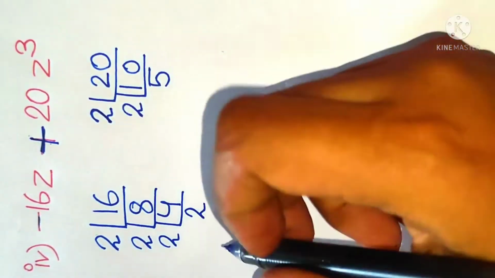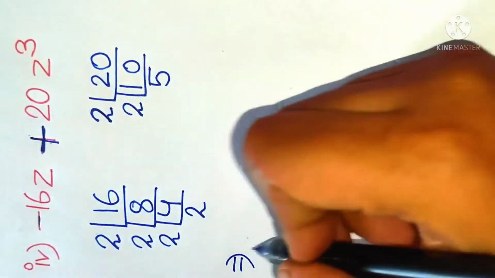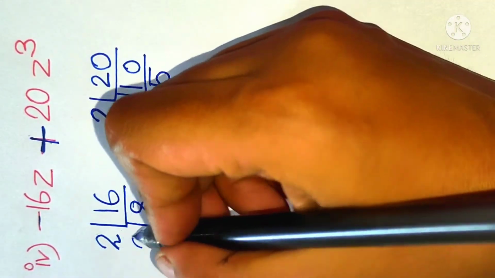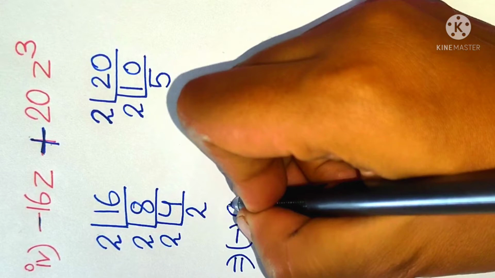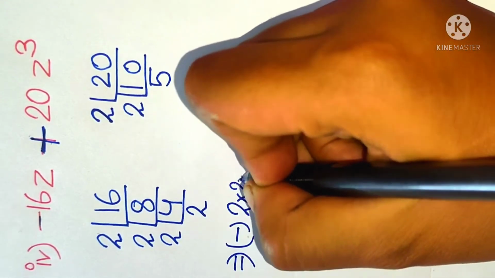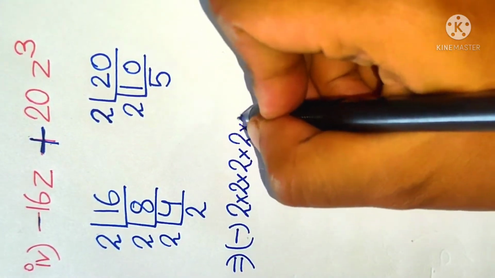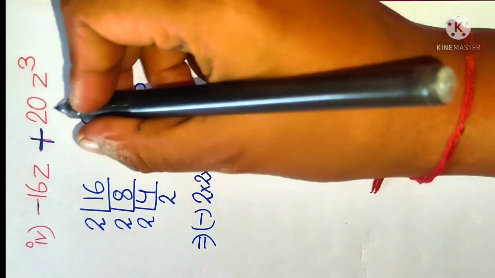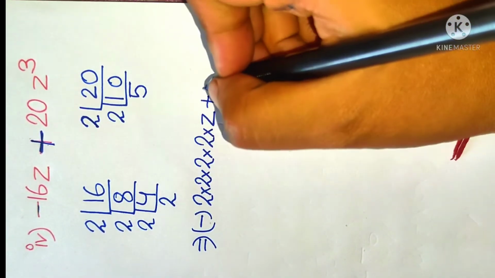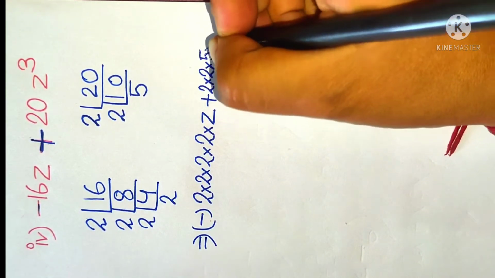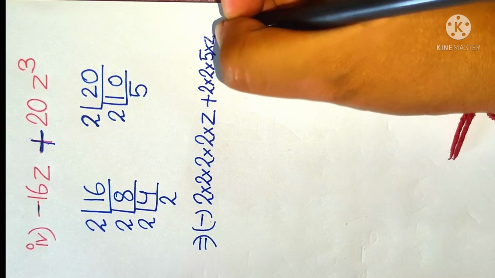So now we will rewrite this. Here we have minus, so write minus as it is. Now we have 16. 16 means 2 into 2 into 2 into 2. So in place of 16, we will write 2 into 2 into 2 into 2. And we have z here, so write z, plus. Here we have 20. 20 means 2 into 2 into 5. So write 2 into 2 into 5. And we have zq, so z into q.